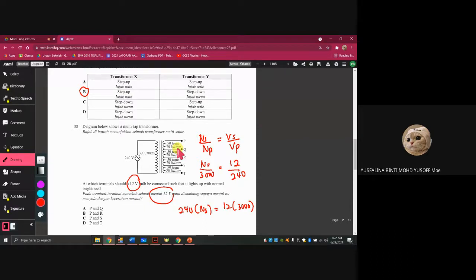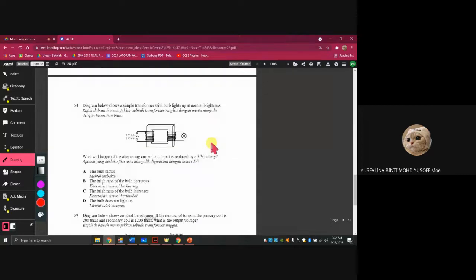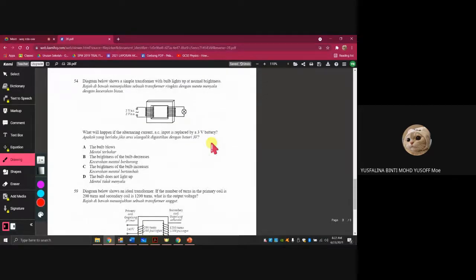So 150. If you connect P to Q it is only 50. Connecting P to R is only 100. So 150 is connected to P to S. So 50, 50, 50, 150. Good, the answer should be C. Okay, let's try this question.